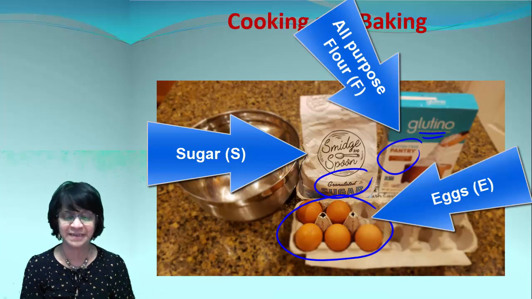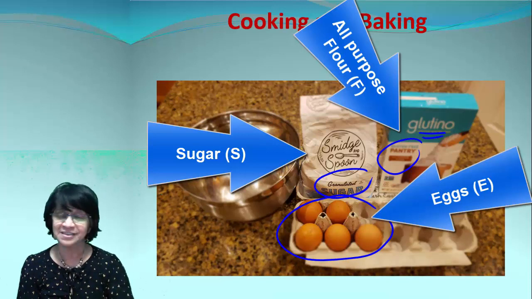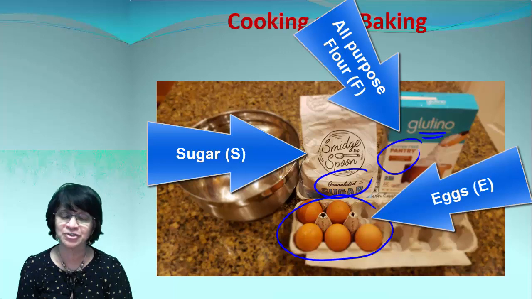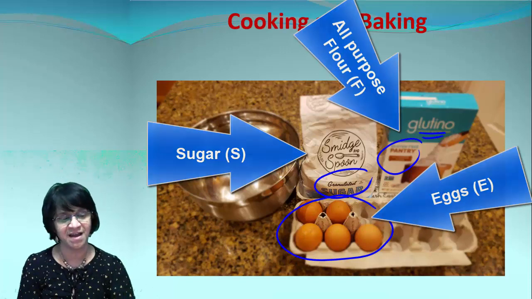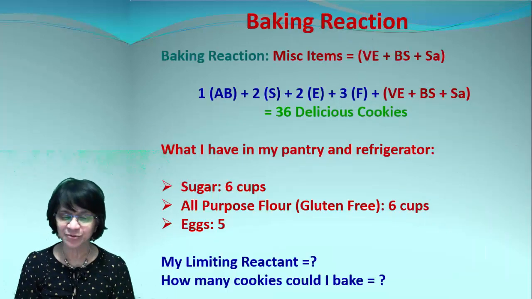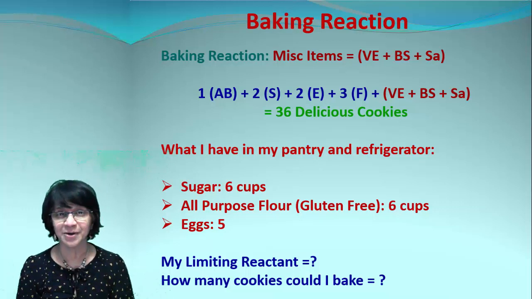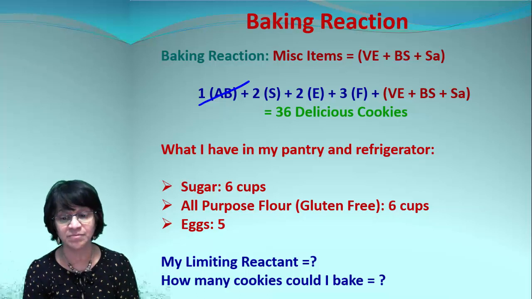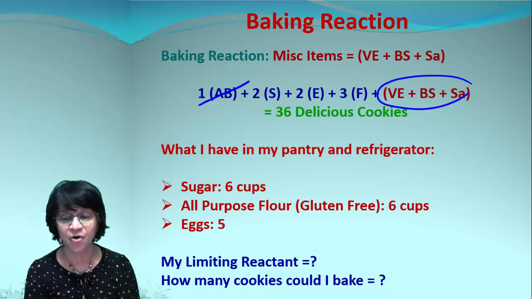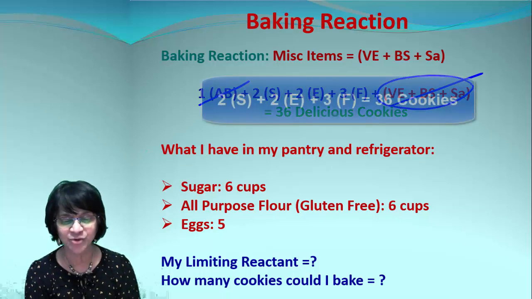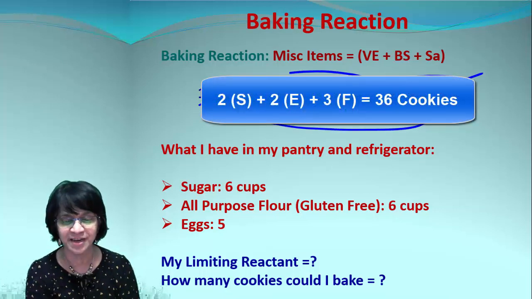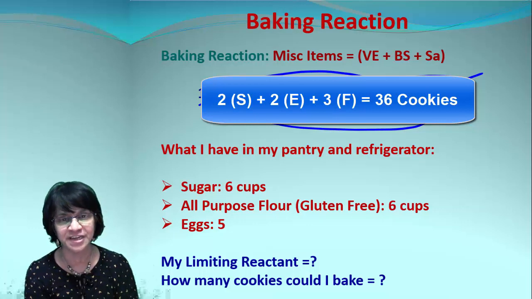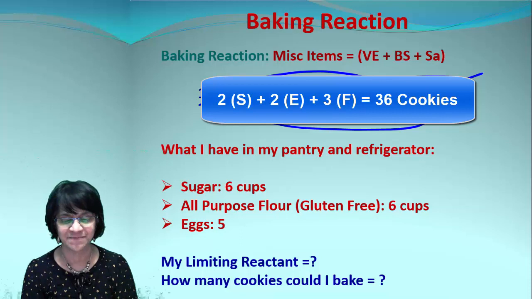Sorry guys, I don't think I have time to go and get more eggs. That means I need to base my proportion on what I have. So let's go back for a minute to our original equation. I'm going to cross out the almond butter and also all these miscellaneous things which I already have. So my equation is only going to be 2s + 2e + 3f = 36 delicious cookies.